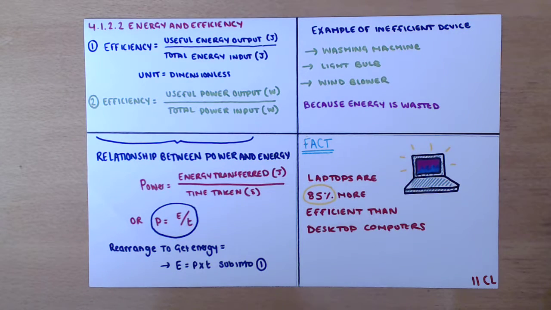And remember, wasted energy is energy that is distributed out to its surroundings, so much so that you can't really do anything with it. It's just spread out and not really useful.